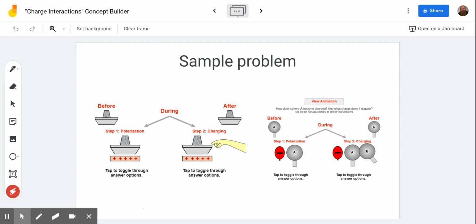So there are two steps here. The first is polarization, which is exactly like you saw in the polarization concept builder. And now we're going to go to a step of charging. There are a couple ways we can do that, so we'll talk about those as we get to these two examples. First, let's talk about the polarization step. The polarization step happens when we bring a charge near a neutral conductor.